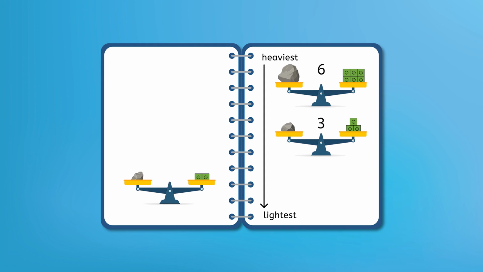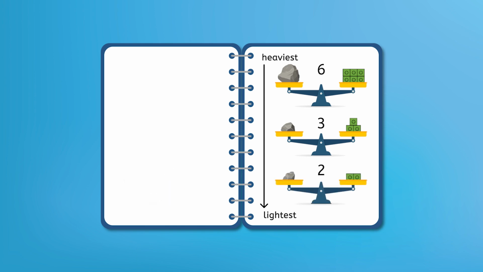Just one more rock to compare. Look at the balance scale. How heavy is this rock? Good! This rock weighs 2 snap cubes. Is 2 heavier or lighter than 6? Lighter! And how about 3? It is also lighter than 3. We can say that this rock at the bottom is the lightest and the rock at the top is the heaviest. Great job comparing the weight of those rocks.